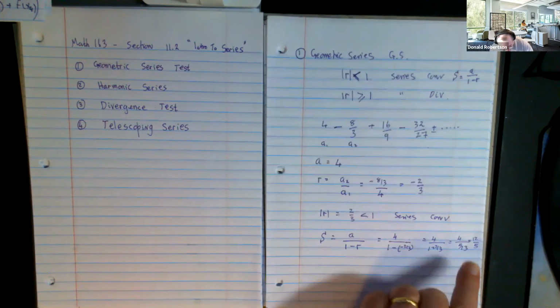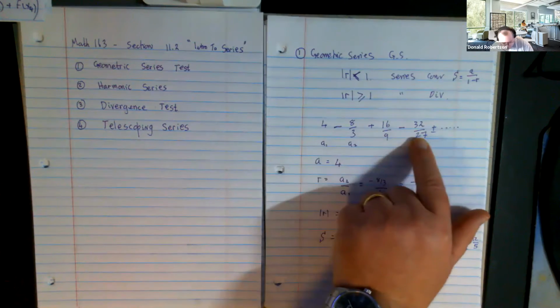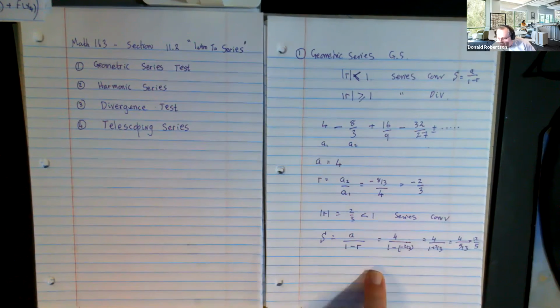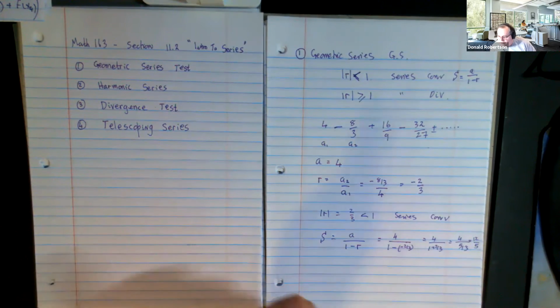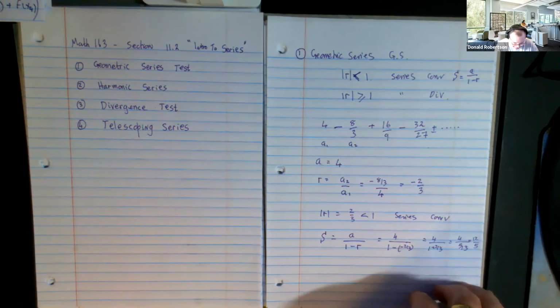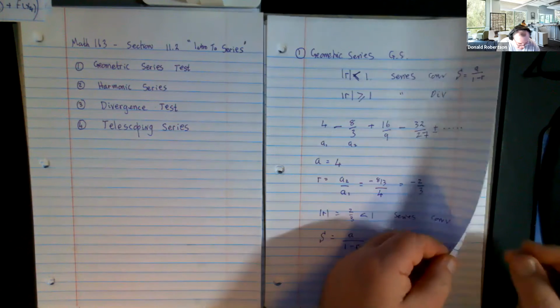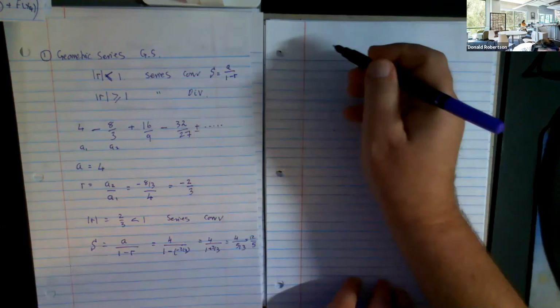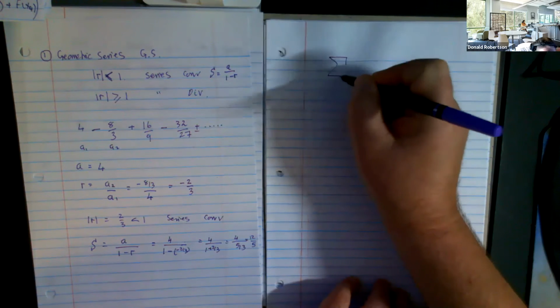Are we cool then that if you're given a question where it's a list of numbers like this, you can find the A and the R and then answer the two basic questions? Does it converge? And if it does, what's its sum? Okay, that's the first kind. Second version of that same question, you'll get a guy that might look something like this.